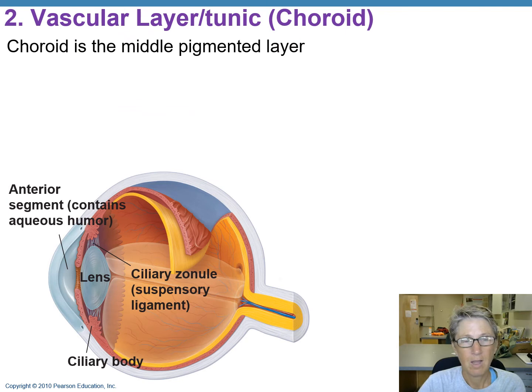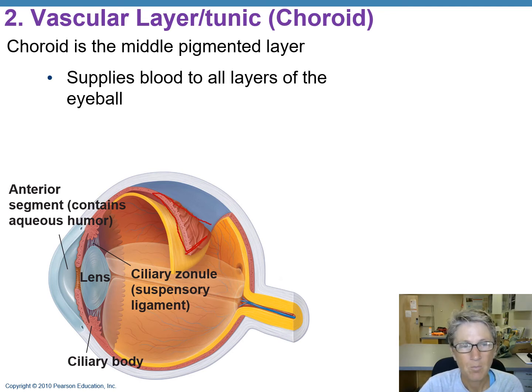The second layer, or the layer deep to the sclera, is the vascular layer or the choroid. So that's this kind of, what is that? It's like a brick red. Anyway, that's all choroid. Supplies blood to all layers of the eyeball. So this is highly vascular, and so oxygen and glucose can diffuse to the cells that live in the sclera.